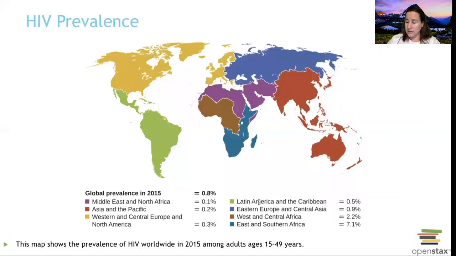If we look at this prevalence one, we can see that the biggest percentages are in West Central Africa, and then 71% in East and Southern Africa. So a huge chunk of the worldwide percentage is in these countries in Africa.